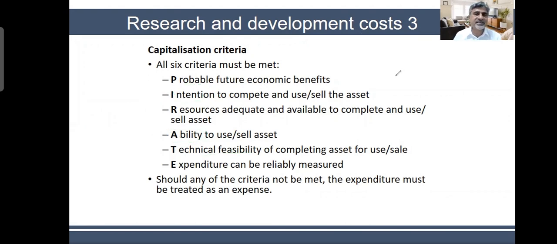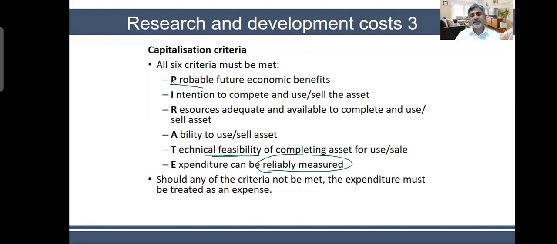Sometimes you need government licenses. You have permissions to do something, you have patents, you have copyrights, different restrictions could be there, which would restrict your ability to do that. Then you have technical feasibility of completing the asset for sale or use. It should be technically feasible. And the last one should be expenditure can be reliably measured.